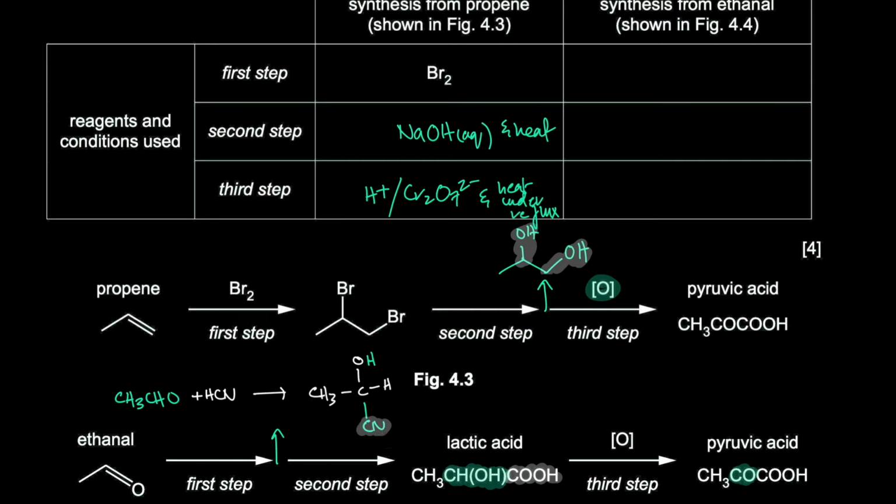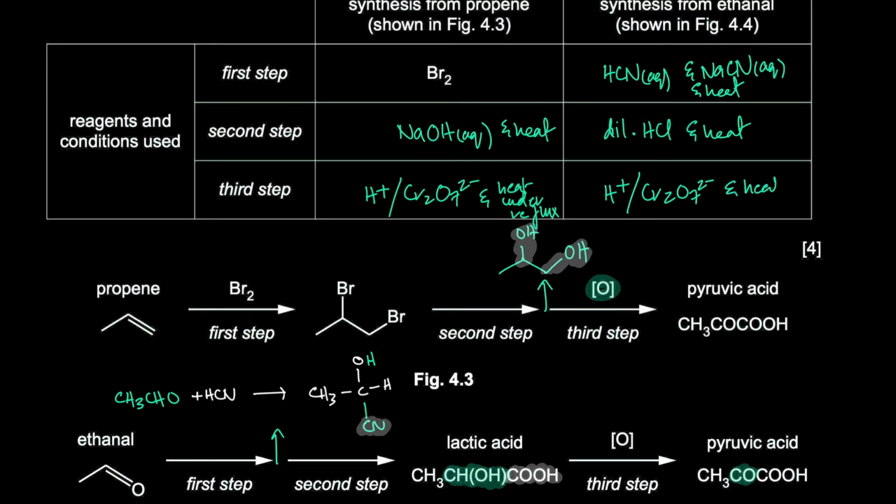So in the first step, we have nucleophilic addition of HCN. We're going to use aqueous HCN and NaCN or KCN as a catalyst, and we're going to heat. In the second step, we're hydrolyzing the nitrile to a carboxylic acid. We can use dilute HCl and heat under reflux, or just heat. And lastly, once we have this lactic acid, we can oxidize the secondary alcohol to a ketone using acidified dichromate 6. You can heat and distill, or heat under reflux. So you can just say heat.